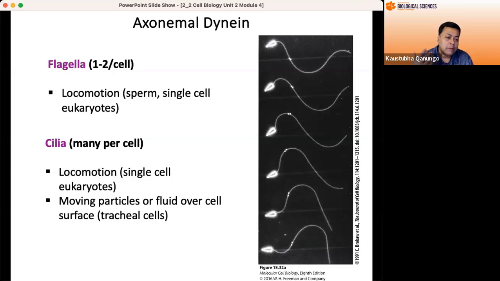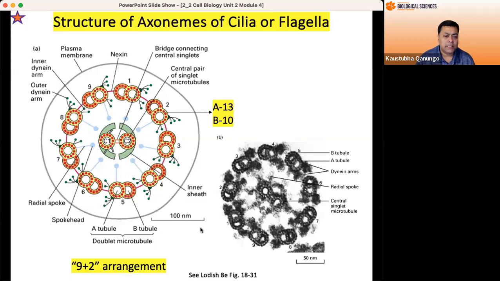We have our uterine tubes with ciliated cells. Then we have our trachea, which is lined by these ciliated cells, which constantly move material, moving particles or fluid over the cell surface. We see these everywhere. So how is this associated?